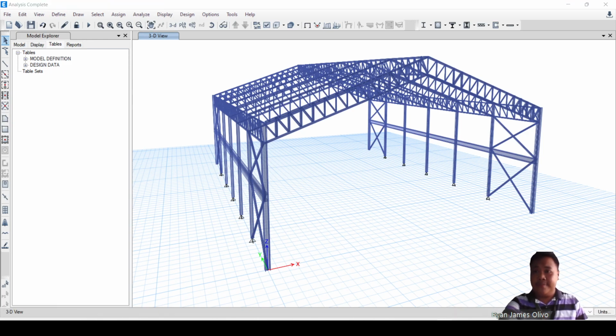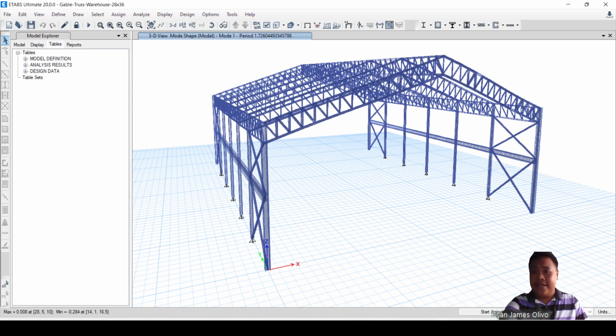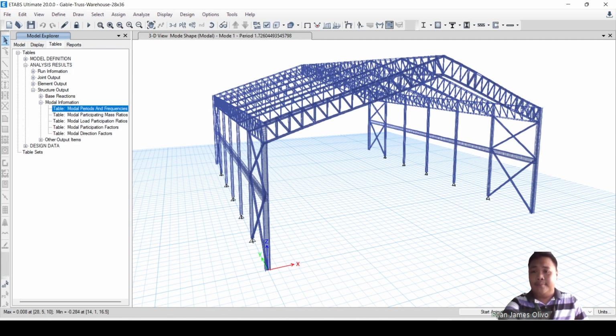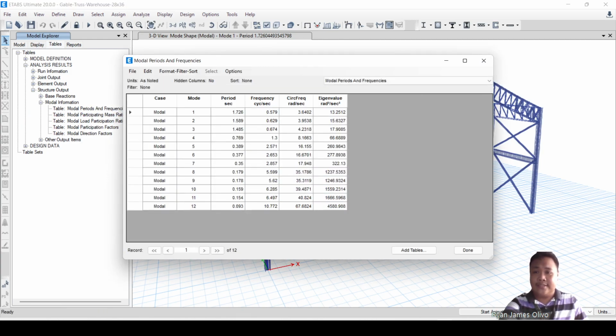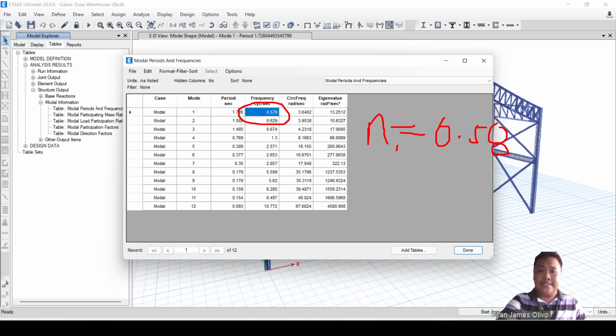Okay, so let's try to analyze the modal analysis first so that we can get the fundamental frequency. So you can see after you analyze it, there will be this tab, analysis result, then get the modal information here, modal periods and frequencies, and show it in the table. As you can see, the fundamental frequency here is 0.579, or 0.58. It means this is flexible.